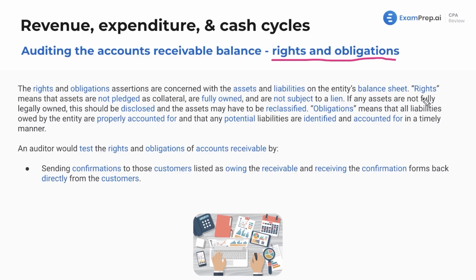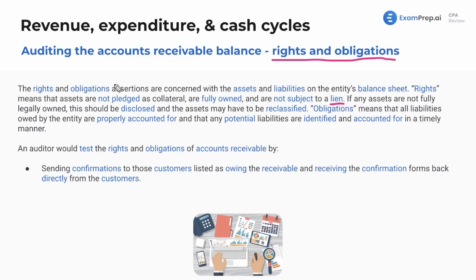On the balance sheet, rights means that the assets are not pledged as collateral, they're fully owned, and they're not subject to a lien, which is a big REG word there. You can see that in REG, a lot of talk of tax and tax law, business law, contracts, agency. If I'm saying all these wonderful topics that you know from REG, I hope I'm not giving you too many nightmares. But essentially, does someone else have rights to your asset? Like, is someone going to come in the night and try to collect your car because you weren't making payments on it?